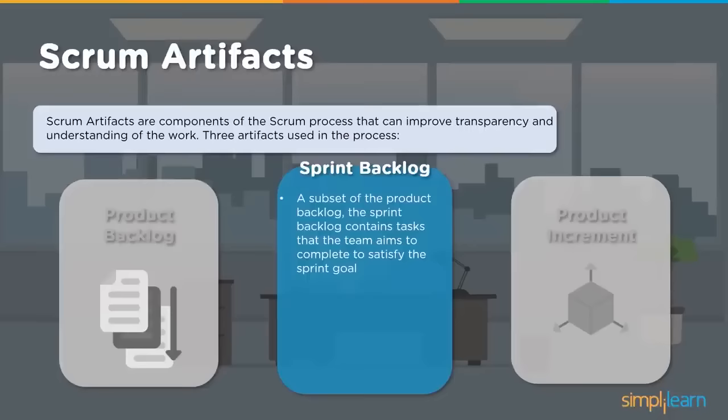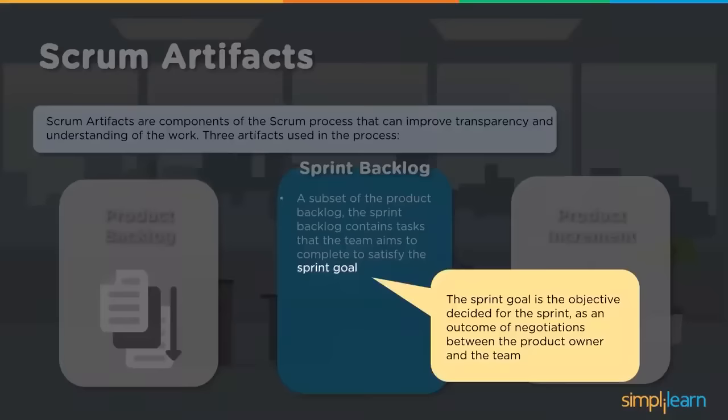The sprint backlog contains the tasks the team aims to complete to satisfy the sprint goal. So what is that sprint goal? Each of those time-boxed iterations will have a specific objective to accomplish. The sprint goal is the objective decided for the sprint as an outcome of negotiation between the product owner and the team. So what can be delivered, how long it takes to deliver.